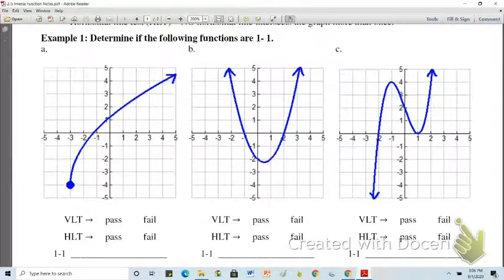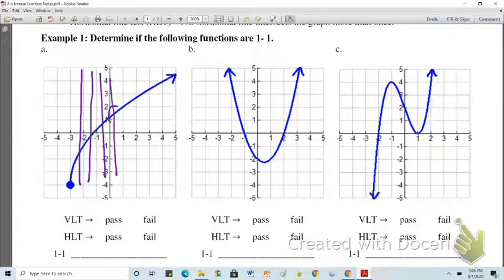Looking at example 1, I need to determine if these functions are one-to-one. That means none of the x's can be repeated and none of the y's. For example, if I look at A, does it pass a vertical line test? All that means is no matter where I draw a vertical line straight down, it only touches the graph one time. It never crosses more than once, no matter where I do that from.